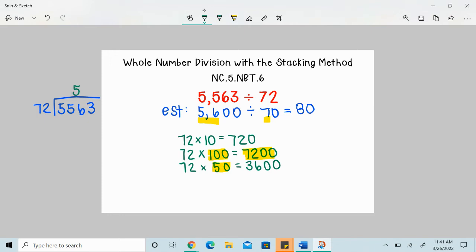So I'm going to record that above here. That's my first quotient that I'm going to be stacking. And now I know 50 times 72 is 3,600. So I will go ahead and subtract that from our dividend.